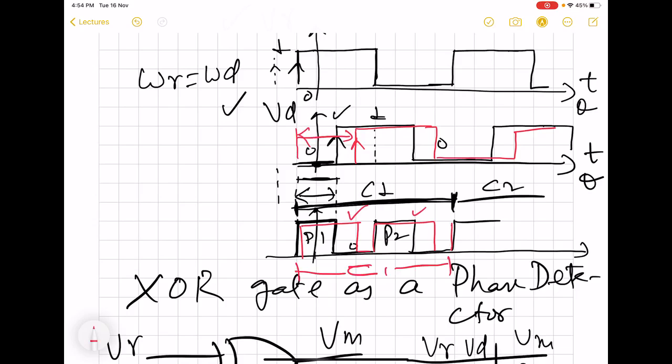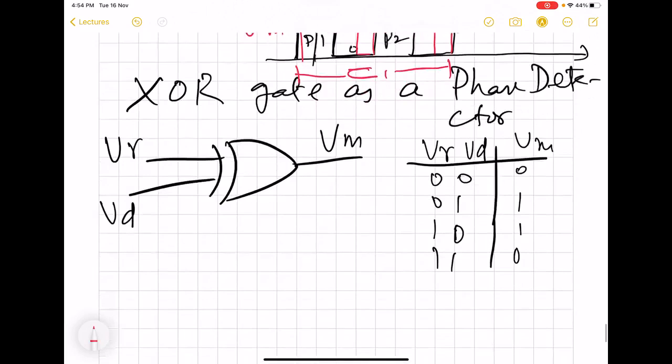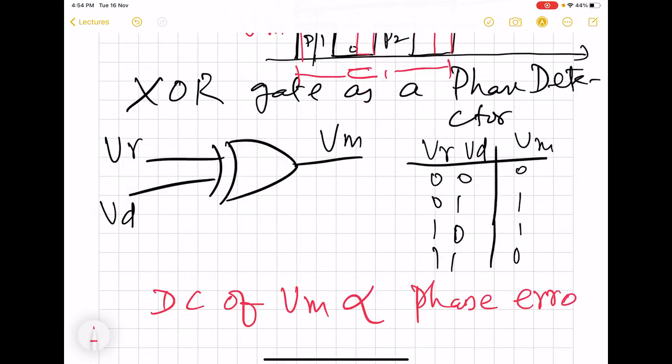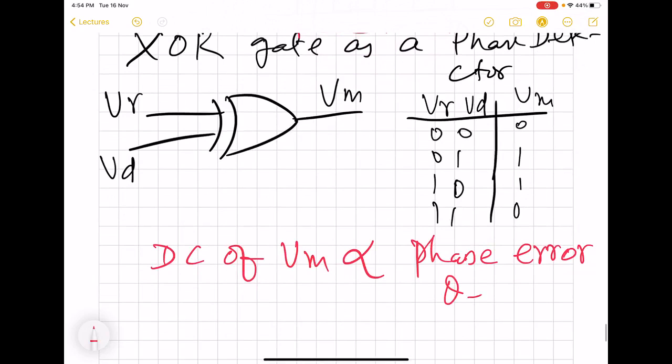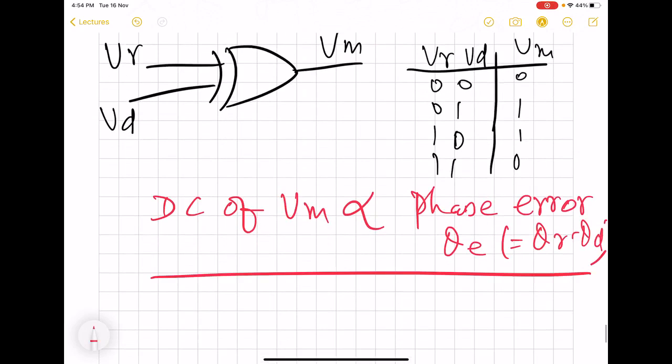Now, if you take the DC content of this waveform, Vm, which is the XOR of Vd and Vr, then that DC is going to be proportional to the width of these pulses. That means the DC of Vm is going to be proportional to the phase error theta E, which is equal to theta R minus theta D. So this is a very important relation.